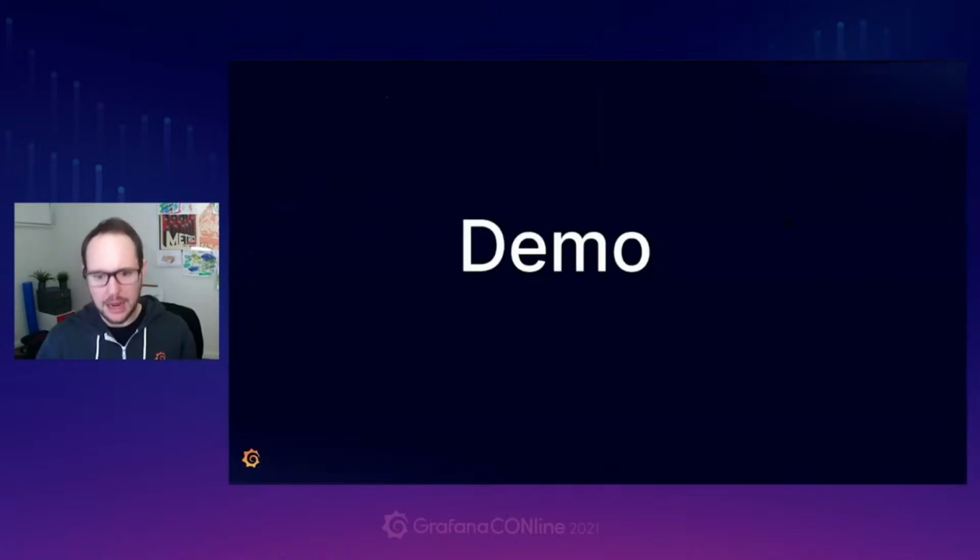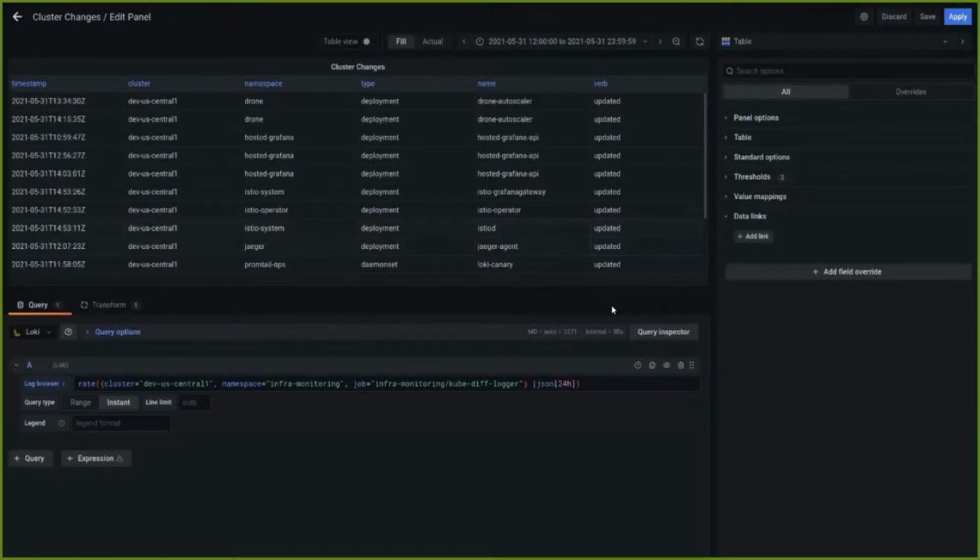So how do we do that? Let me show you. Here I have a table panel, and this is loading some Kubernetes event data that we store in our Loki logging system. For each of these events, I've got the cluster name, the namespace, the workload type and name, and the action that was taken, such as updated or created. And so every change inside the Kubernetes cluster is logging one of these events.